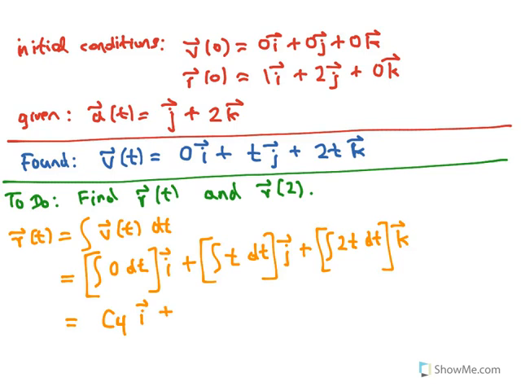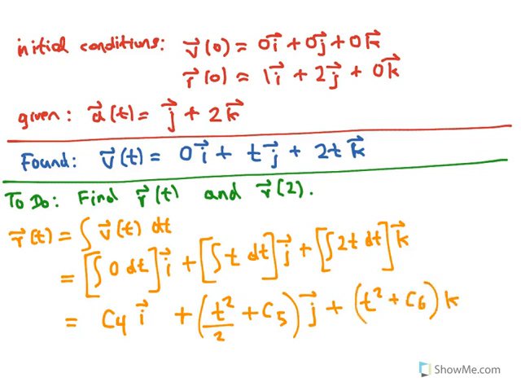So C sub 4 i, and then for the second component, the antiderivative of t with respect to t would be t squared over 2. When you differentiate t squared over 2 with respect to t, you get t, plus a constant of integration, C sub 5, multiplied by the standard unit vector j. And then for the antiderivative of 2t, I will just get t squared. The derivative of t squared with respect to t would be 2t, plus a constant of integration that I call C sub 6, multiplied by the standard unit vector k.